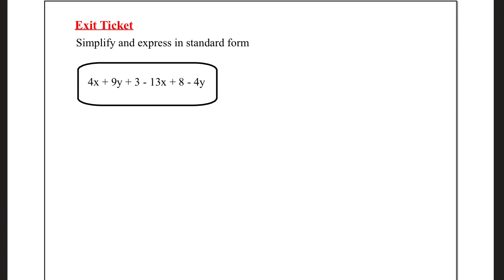All right, for this last problem, I want you guys to try this one first on your own. It's going to pop up right now. So let's see if what you typed in was correct.